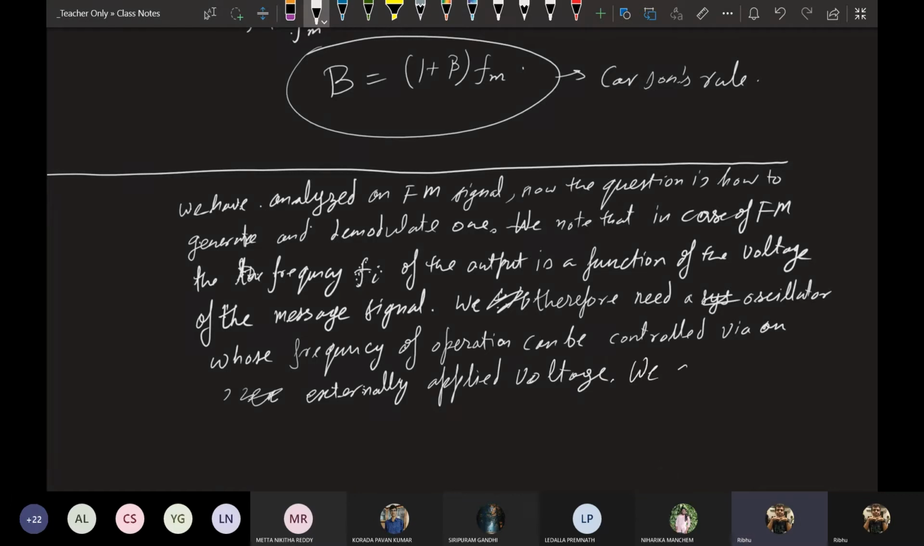We call such a setup a voltage controlled oscillator. You have heard of the term voltage controlled oscillator earlier?